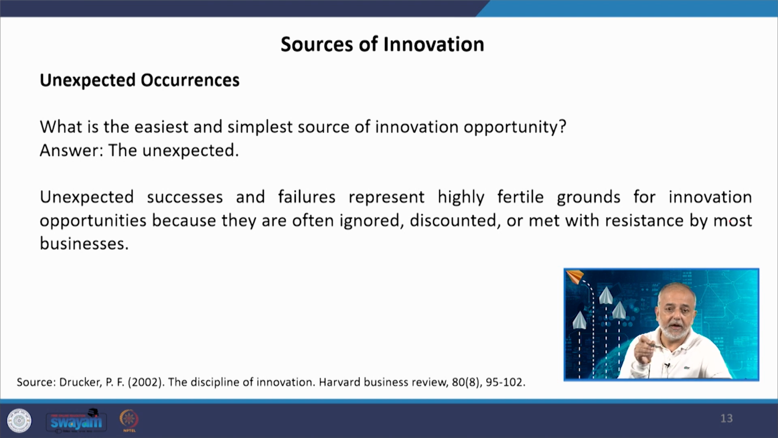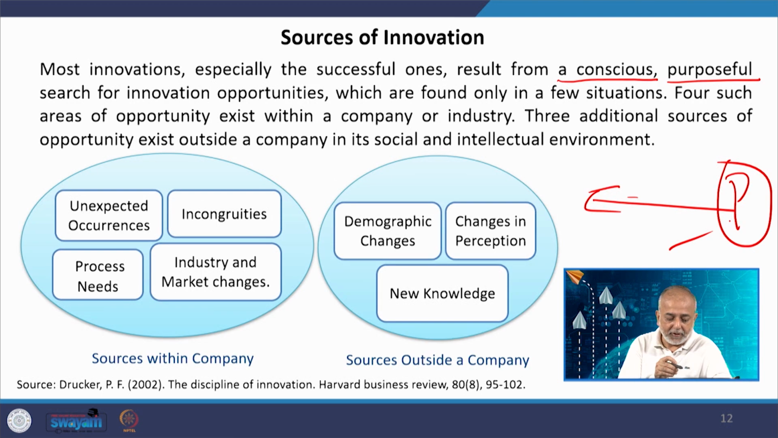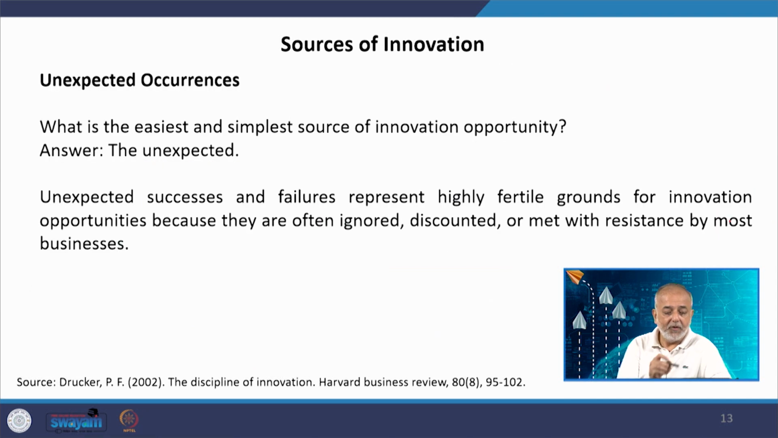So, unexpected occurrences, the first element from sources within the company. What is the easiest and simplest source of innovation opportunity? The unexpected. As the author says, unexpected successes and failures represent highly fertile grounds for innovation opportunities because they are often ignored, discounted or met with resistance by most businesses. And the important thing is successes and failures.